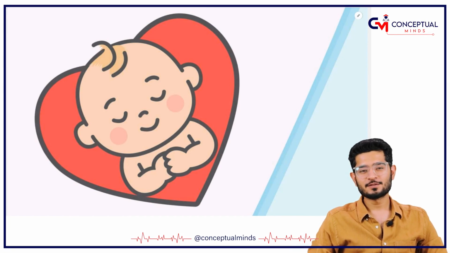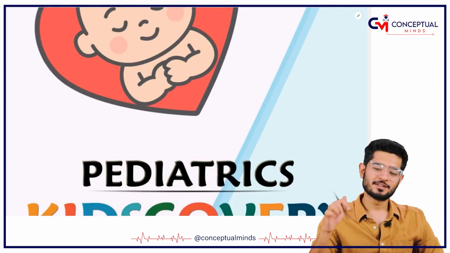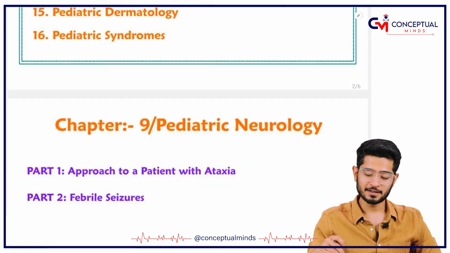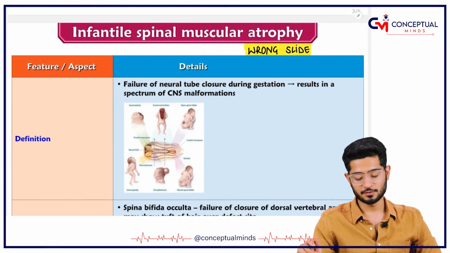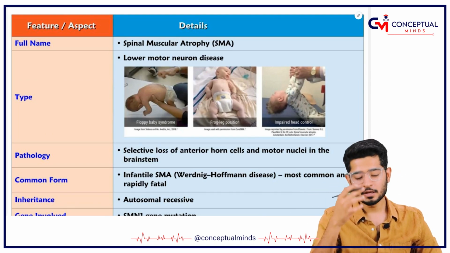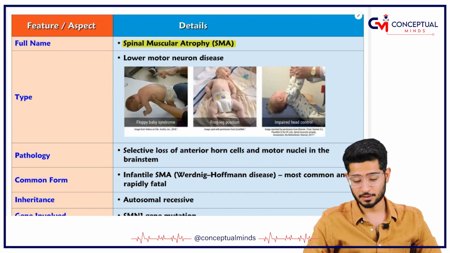The topic of discussion for today's class is going to be from Pediatric Neurology, and the name of the topic is Infantile Spinal Muscular Atrophy. The name which we speak generally is SMA, that is Spinal Muscular Atrophy.